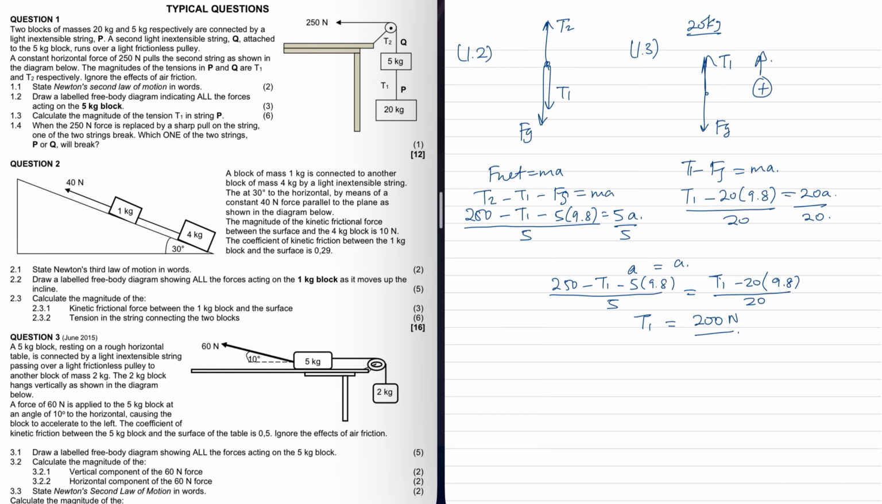Now taking a look at question 1.4. Question 1.4 says, when the 250 newton force is replaced by a sharp pull, which rope will break? The answer here is going to be Q. It's going to be Q because Q is experiencing a greater force right now. And since the new force is going to be applied on Q, P is not going to have any time to react since it's a jerk. So Q is then going to break.